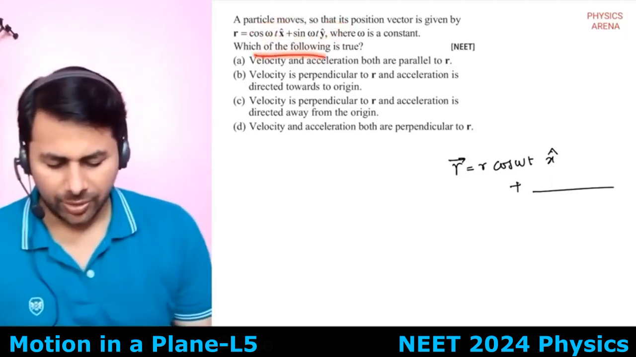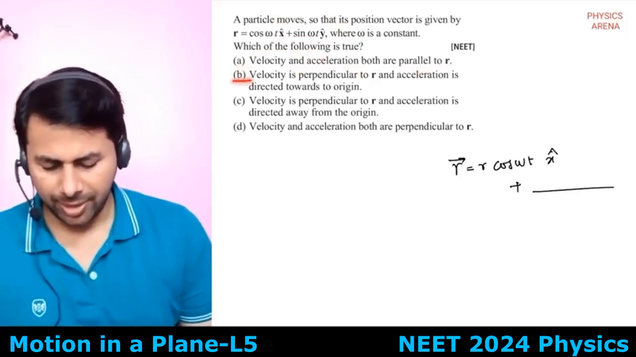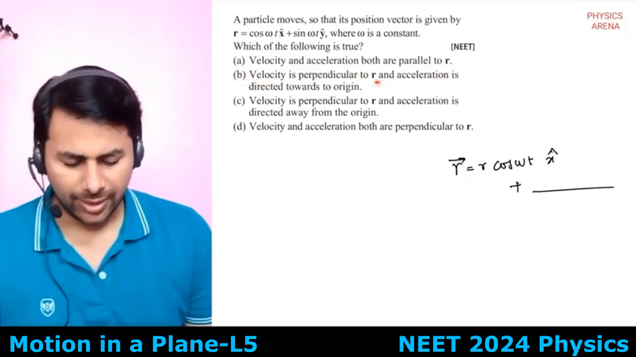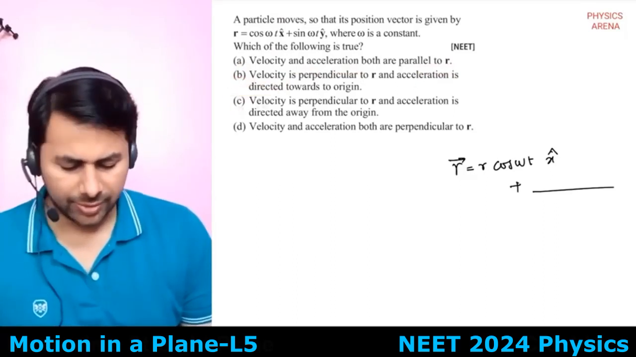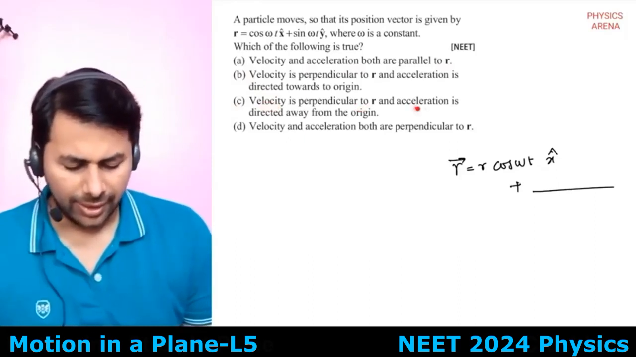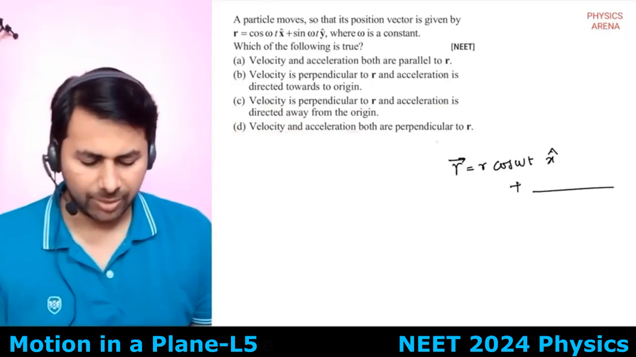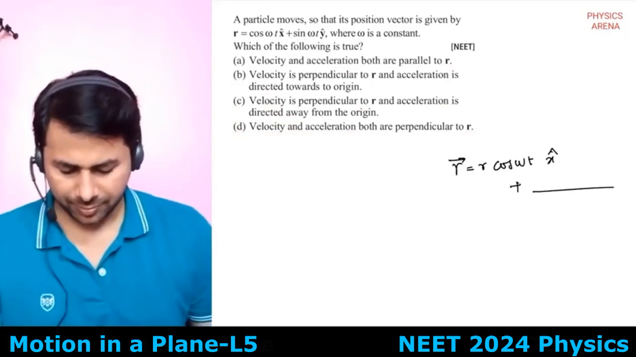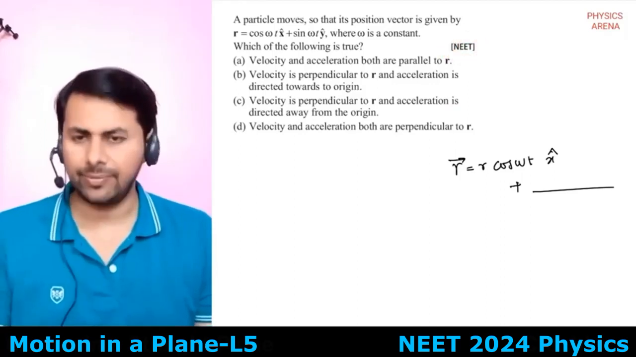Which one of the following is true? Option A, velocity and acceleration both are parallel to r. Option B, velocity is perpendicular to r and acceleration is directed towards the origin. Option C is velocity is perpendicular to r and acceleration is directed away from origin. Option D is velocity and acceleration both are perpendicular to r. Now tell me which one is correct. This is from some NEET exam.